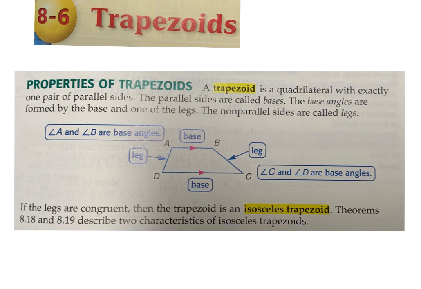There are some labels here you need to know. Your parallel sides are called your bases. So you actually have two bases. And then the non-parallel sides are called your legs.